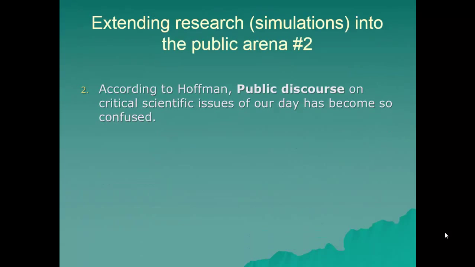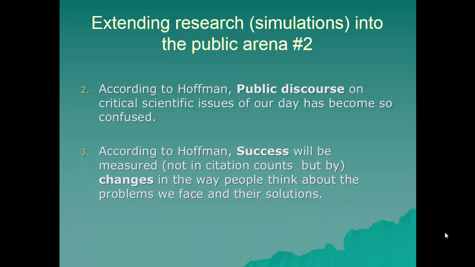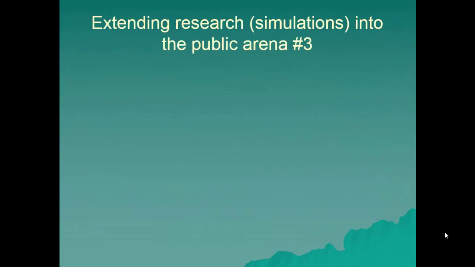According to Hoffman, public discourse on critical scientific issues of our day has become so confused partly because academics are writing for other academics, their refereed group, and not enough for the public. According to Hoffman, success will be measured not in citation counts, one academic to another, but by changes in the way people think about the problems we face and their solutions. The argument is that we need more people writing for the general public to influence their thinking.